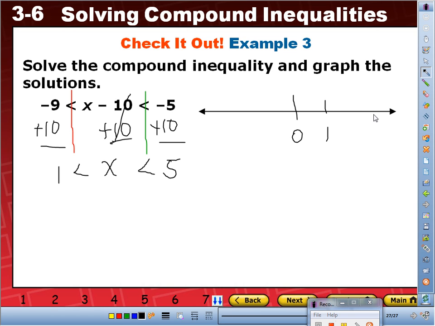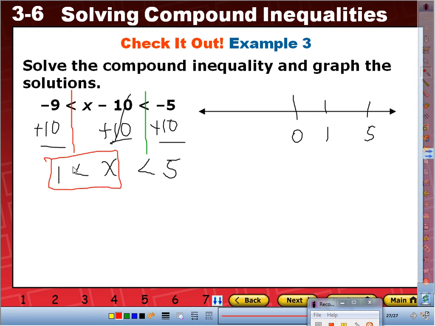0, 1, 5. We'll do this part in red. 1 is less than x. Does it include 1? No. 1 is less than any number I substitute for x. 1 is less than which numbers? The ones on the left or the ones on the right? Right. Therefore, I shade that.